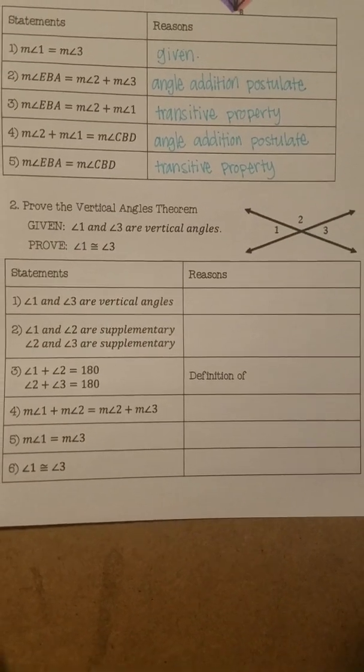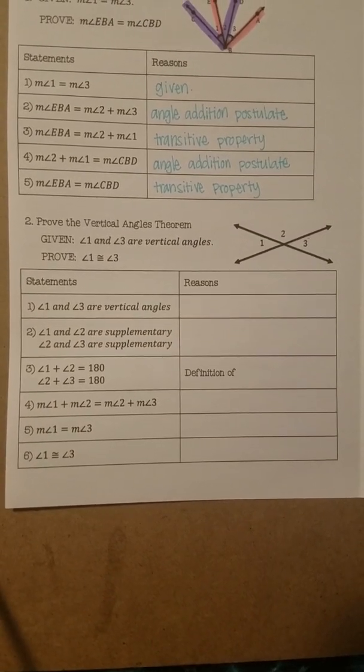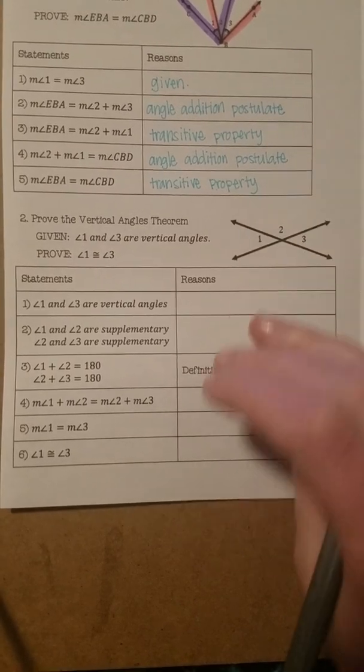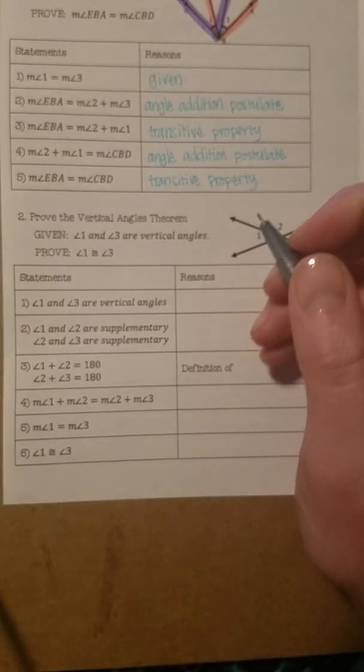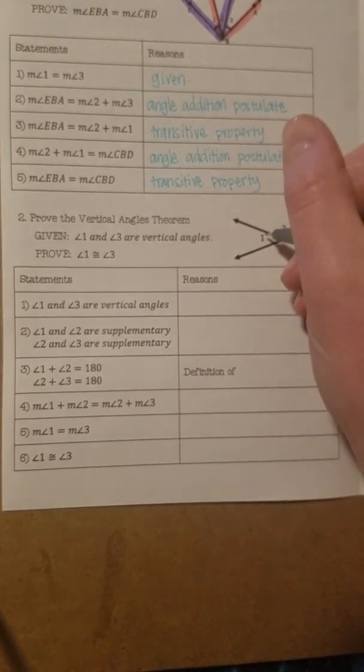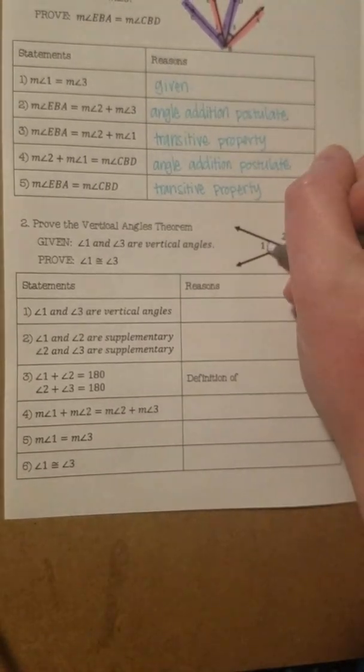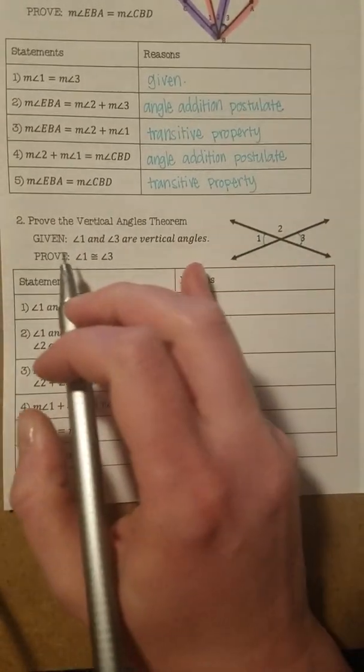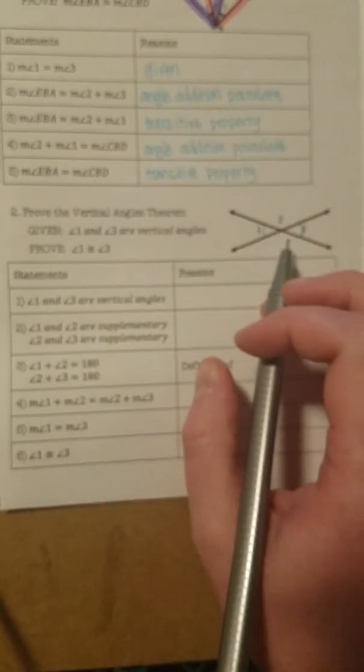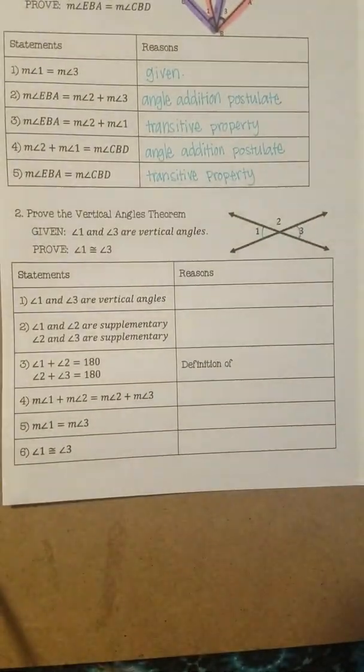Here we want to prove the vertical angles theorem. We've talked about this one before. You were really big on one of your pages. The vertical angles theorem says that vertical angles are congruent. So we want to prove that angles 1 and 3 are congruent. We're given that they're vertical angles, which you can see because of the definition of a vertical angle.